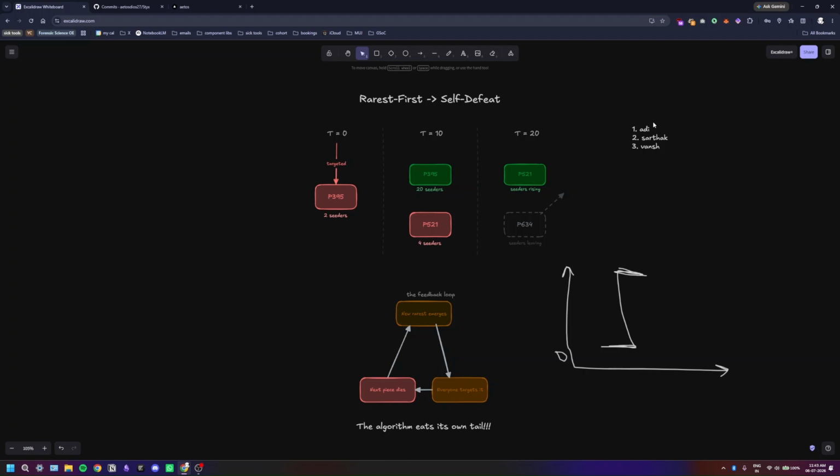And now let's say eventually Sarthak has everyone's support. Now Vansh has no one's support because everyone left to help Sarthak. So this is what is happening in torrent terms.